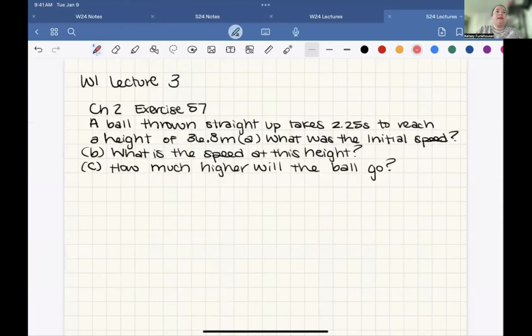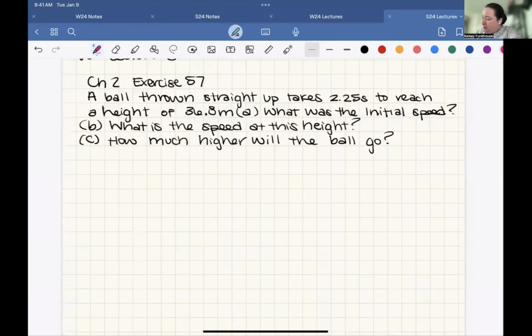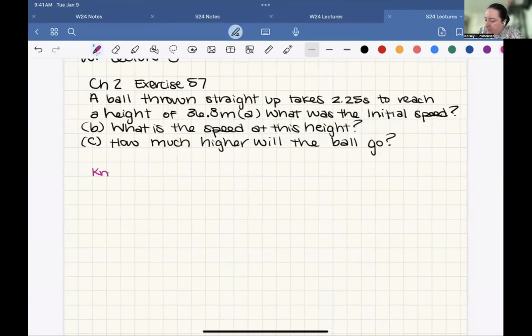Okay, so this one is bigger, I guess, of a problem than the last one. For one thing, there are 3 parts, but also just a lot going on here. So let's start with our knowns. Ball thrown straight up takes a time interval of 2.25 seconds to reach a height, which is y position. I'm going to give it y1, for now, 36.8 meters.